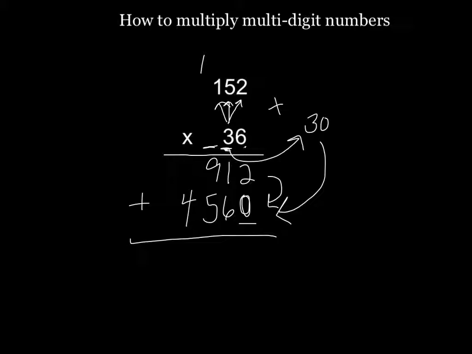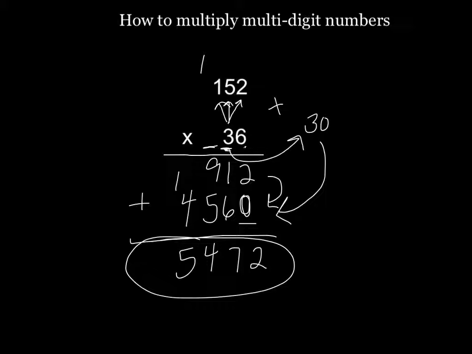and add my digits. 2 plus 0 is 2. 1 plus 6 is 7. 9 plus 5 is 14. Carry the 1. And 1 plus 4 is 5. So the answer to 152 times 36 is 5,472.